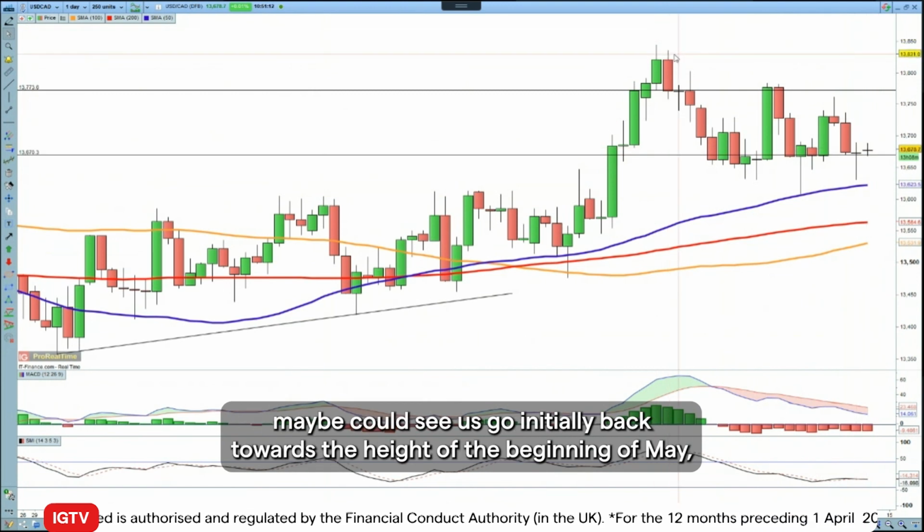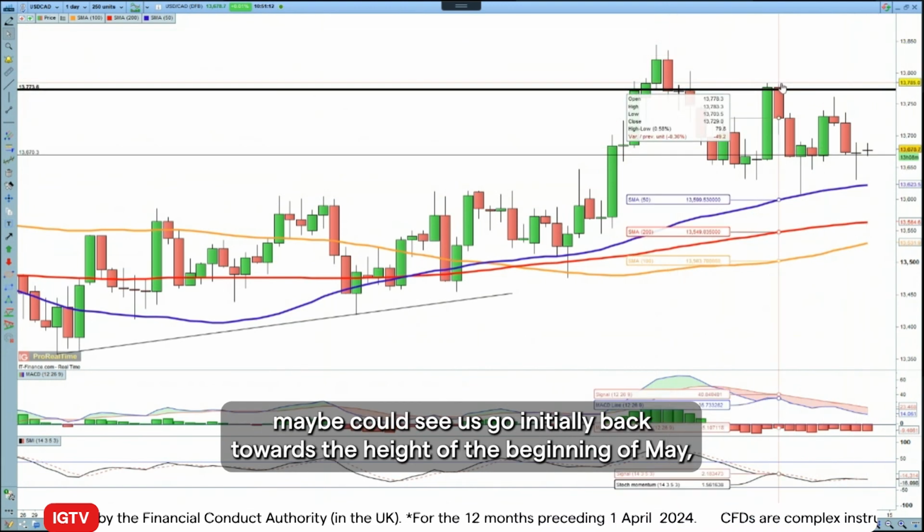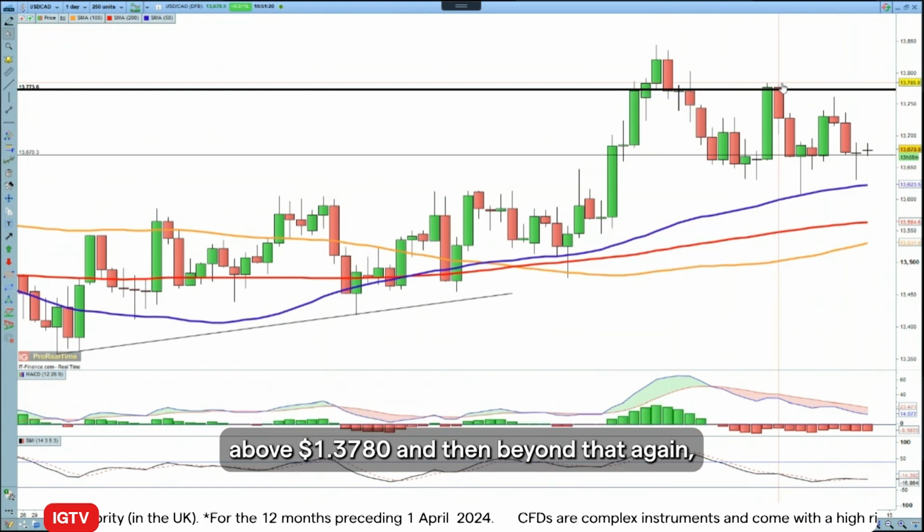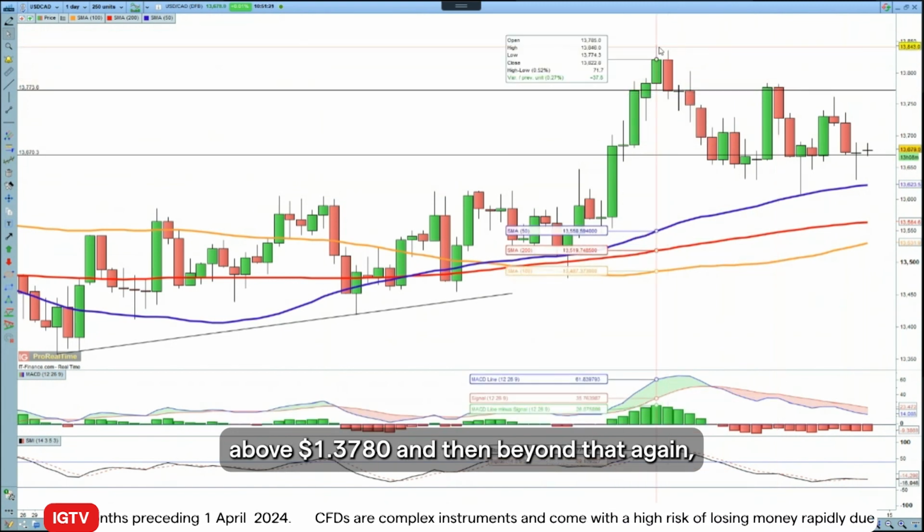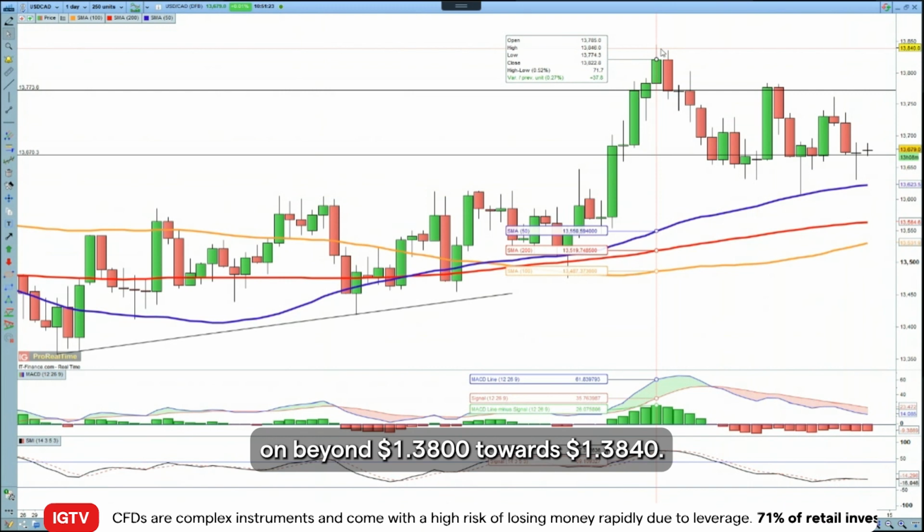of these gains maybe could see us go initially back towards the high from the beginning of May above 137.80, and then beyond that, you're going on beyond 138 towards 138.40.